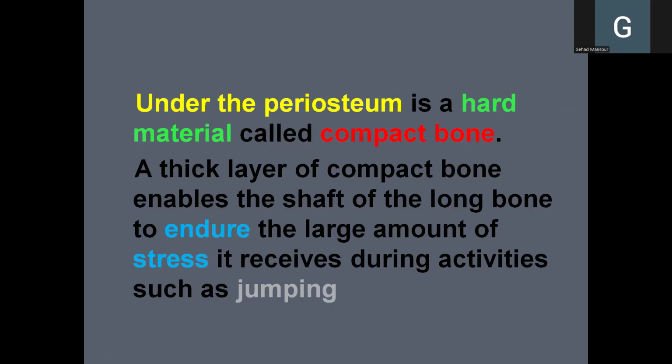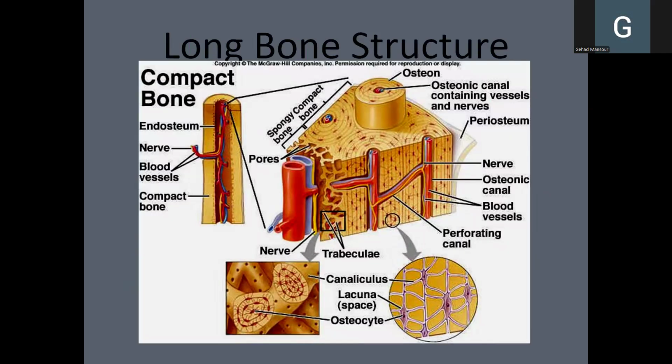For example, when you jump in the air upward and then you descend on the floor, this is one example of severe stress and pressure on the bone. So the bone has to be hard enough to support this stress. Now we come to a more sophisticated and detailed structure of the bone.